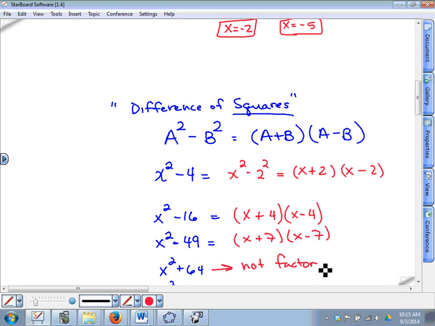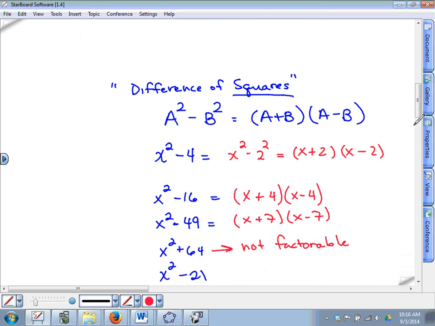So you just got to really watch and remember the phrase. And not just remember the phrase, you got to know what the phrase means. Difference means what? Subtraction. That's the first thing they'll try to screw you up on, not giving you a subtraction problem. The second thing is they'll give you a subtraction problem, so you think, all right, this is difference of squares. But you got to really think, is that the difference of squares? What's wrong with it? 21 is not a perfect square, so that one's also not factorable.